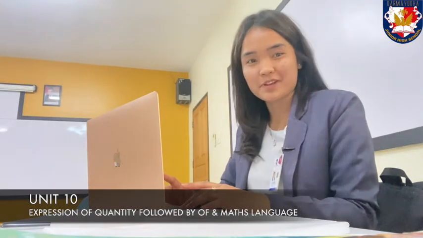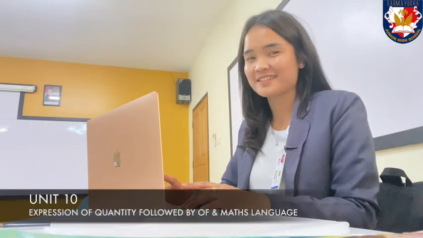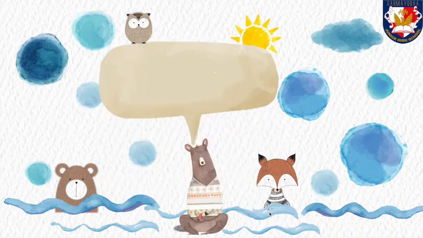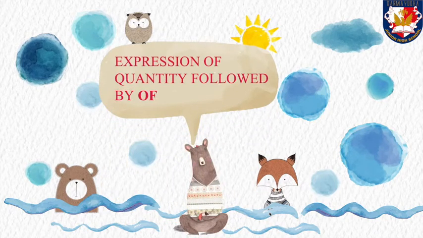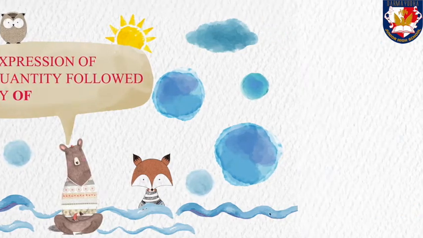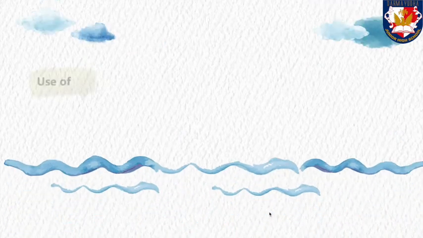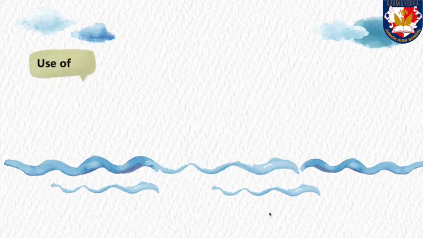And this is the explanation. Check it out. This is the explanation of expression of quantity followed by of. In this unit, we are going to talk about the quantity of things which is followed by the preposition of. The first one, when do we use of?